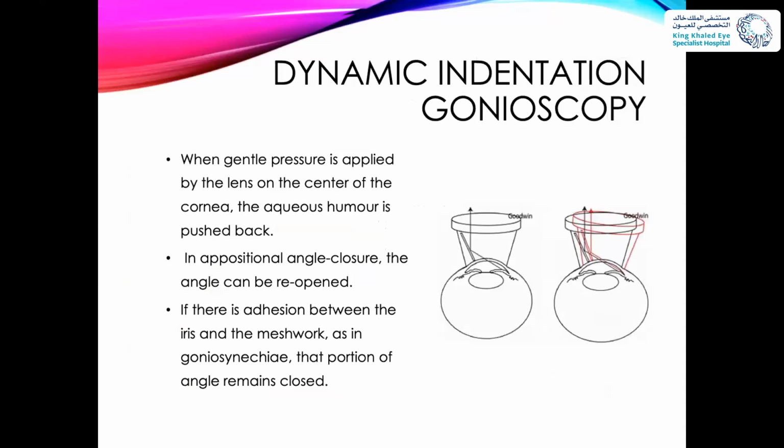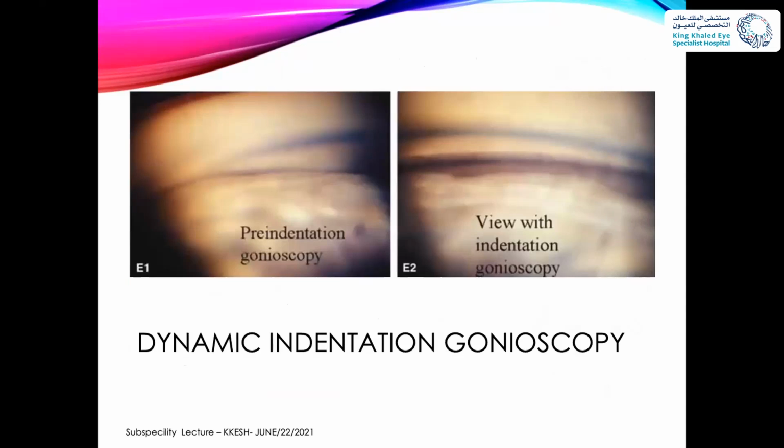Now, coming to performing dynamic indentation gonioscopy, the gist behind it, or why we are doing this, is actually to distinguish between a positionally closed angle and a synechially closed angle. Usually in a positionally closed angle, you can overcome it by applying light pressure on the central part of the cornea. By using the lens itself, you will be able to reopen it, but you will not be able to in cases of peripheral anterior synechiae.